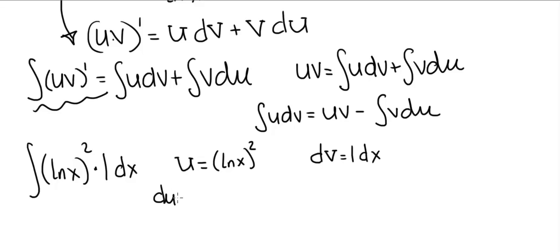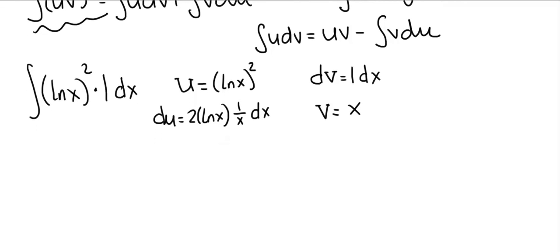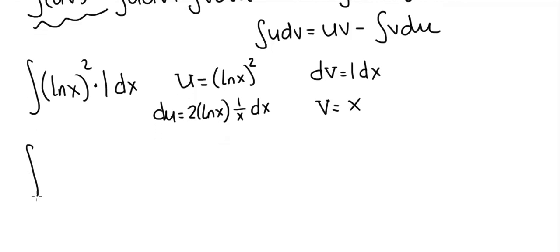Differentiating u gives us 2 ln of x times the derivative of ln of x, which is 1 over x dx. And then finding an antiderivative of 1, we'll take the basic one, that is x, without adding any constant other than 0. So the constant of integration is 0. That's what we always do, or at least 99.9% of the time. In a later video, you'll see one of the examples where it's advantageous to select another constant of integration other than 0. So here's the integral, ln of x quantity squared.